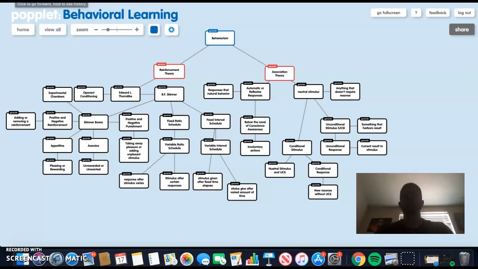Hello, sir. This is my assignment, Popplet on behavioral learning. And I guess I'll just go right into it.